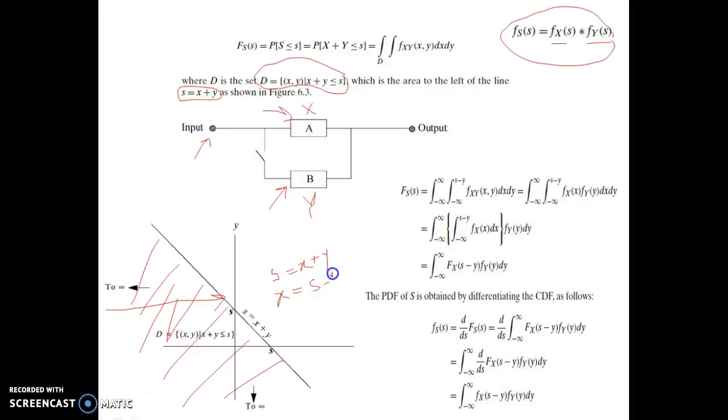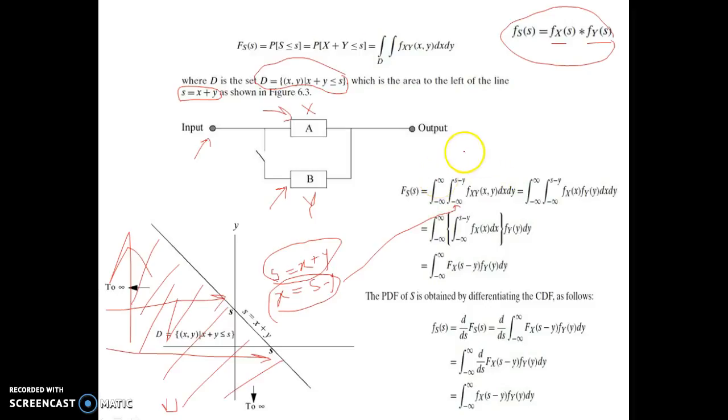So the value of x on this straight line is given by x equal to s minus y. Let me repeat. The limit of y goes from minus infinity to plus infinity. But the value of x, since we are moving in this direction, starts from minus infinity and stops at this straight line, which is s equal to x plus y, so x equal to s minus y. Hence, the limit for x is from minus infinity to s minus y, and the limit for y is from minus infinity to plus infinity.